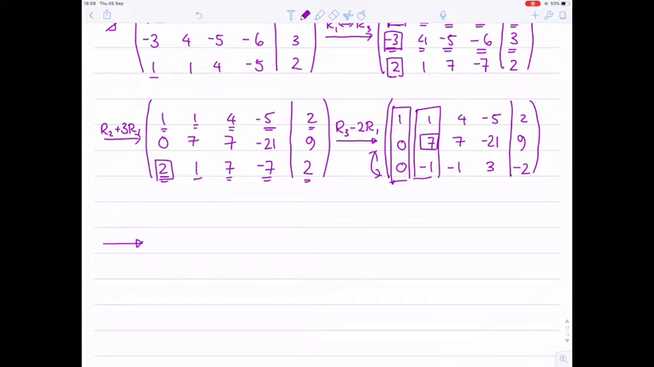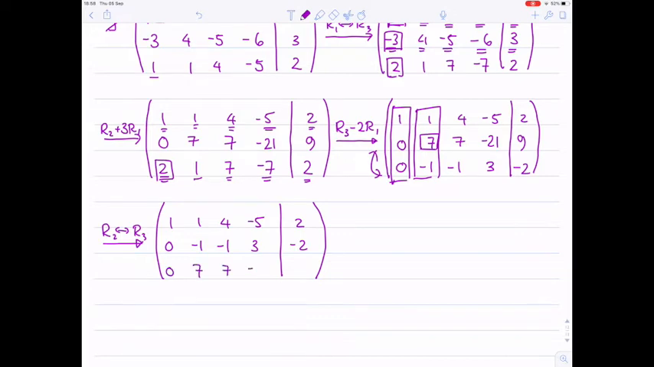So I'm going to say swap row 2 and row 3. Not changing row 1. Putting row 3 in place of row 2. Putting row 2 in place of row 3. And we're done. And now very quickly, I'm just going to multiply row 2 by minus 1.